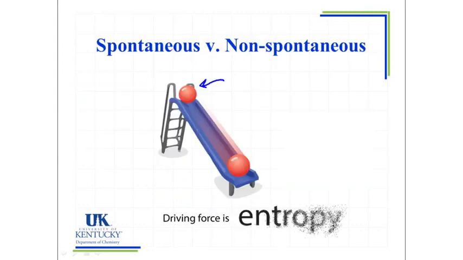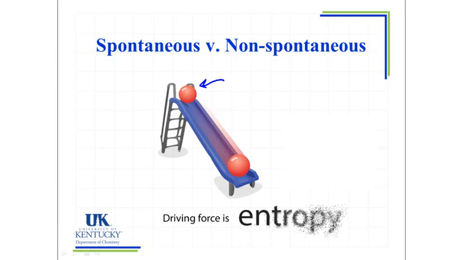We can look at other examples by looking, for example, at the ball at the top of the slide. If I let go of this, it's going to roll down the slide. This is a spontaneous process. No outside intervention is needed. However, if I want to go from the bottom of the slide to the top of the slide, that will be a non-spontaneous process. Some outside intervention will have to happen in order to get the ball from the bottom up to the top of the slide.